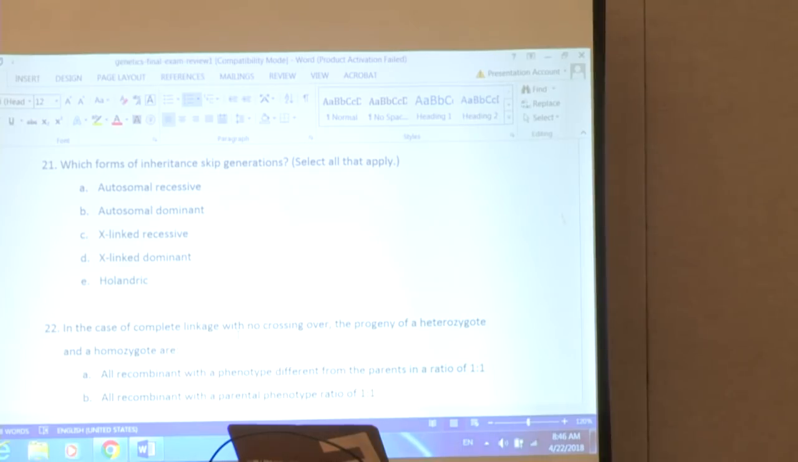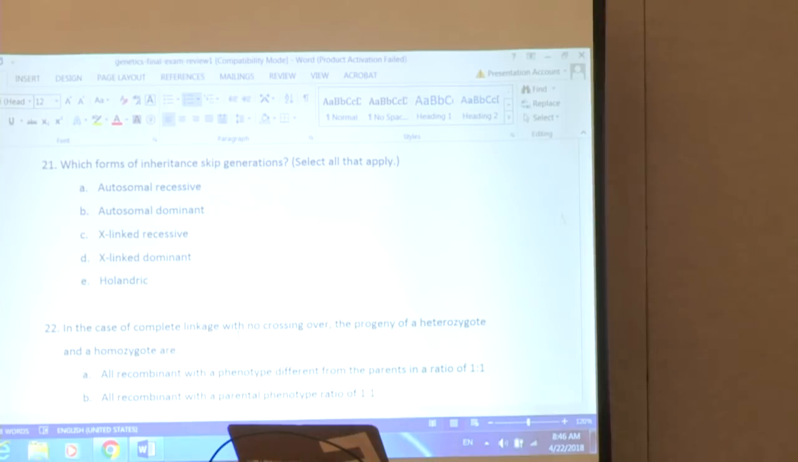So in this case, which forms of inheritance skip generations? Which ones do you guys think? The recessive ones, right? So autosomal recessive and X-linked recessive. All of the dominant and holandric traits we'd expect to see in every generation. But if I was looking at a pedigree and saw that this trait did skip generations, I could rule out that it's a type of dominant inheritance.